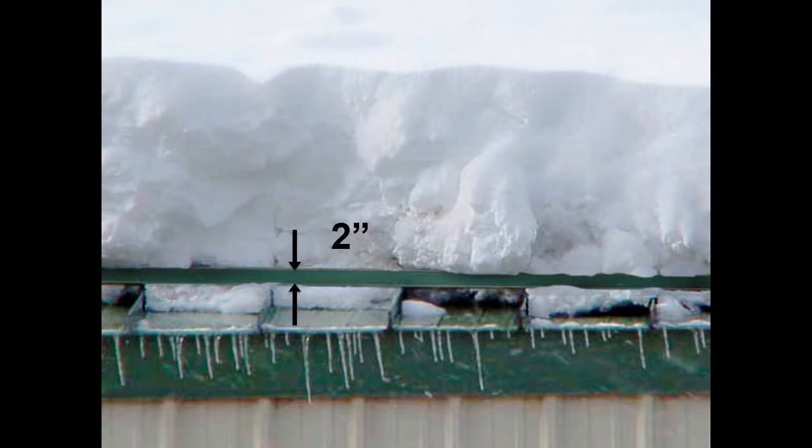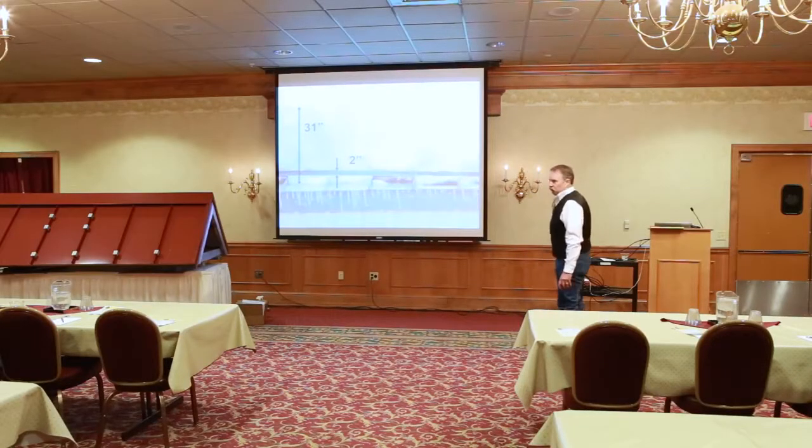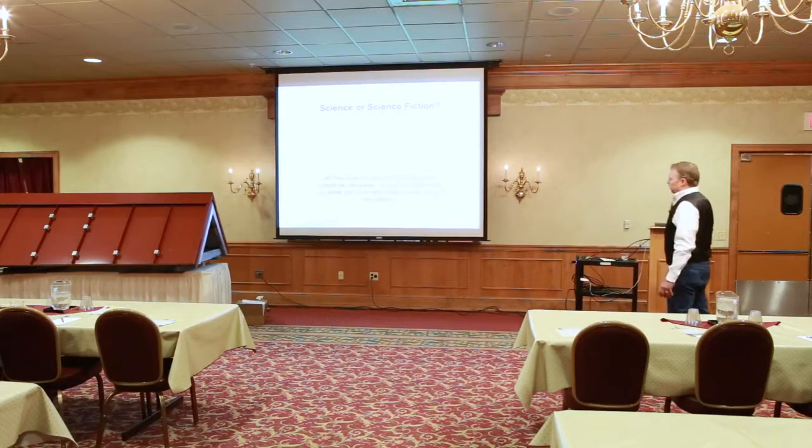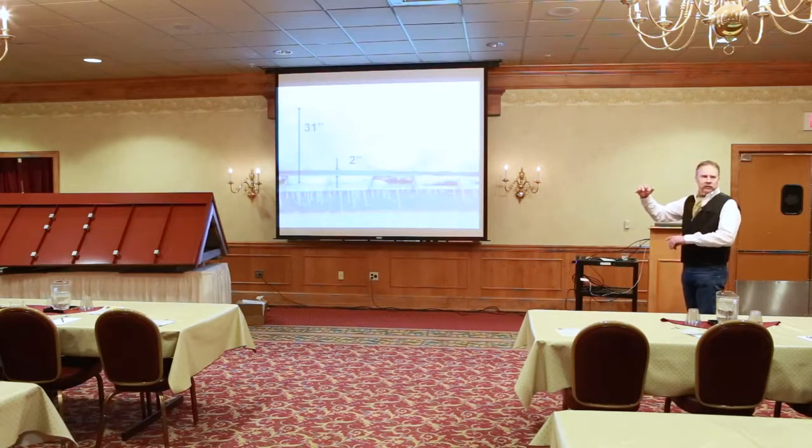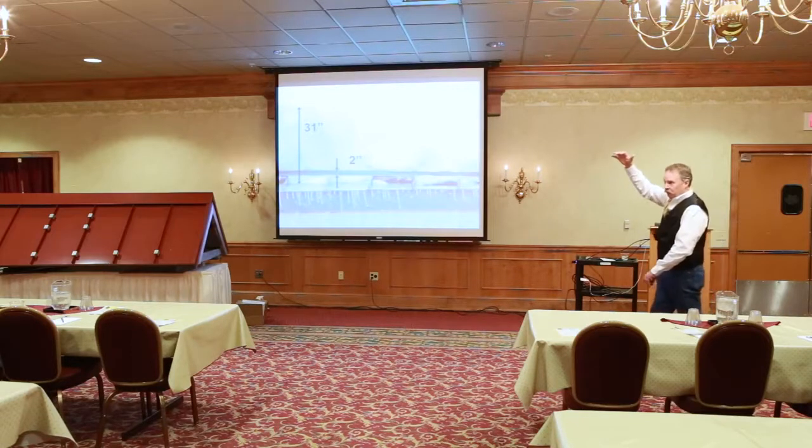This is a ColorGard job. Our ColorGard is 2 inches. This is a bank of snow that's 31 inches. I happened to be able to take this picture, but we have ColorGard installed at Mid Mountain Vail, where it will typically have 8, 10, even 12 feet of snowpack on the roof with the same 2-inch snow guard. So it doesn't take a big snow guard to restrain a big depth of snow.